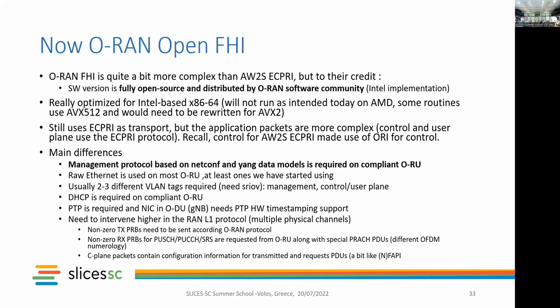DHCP is also required on compliant ORAN only. So you need a DHCP server that's set up for the radio unit. PTP is also required, and a network card inside the gNodeB needs so-called PTP hardware time stamping support. So you have to be careful with the cards you actually use. All of this is a little bit hidden. If you read the documentation carefully, you'll find it, but it's not just plug and play.